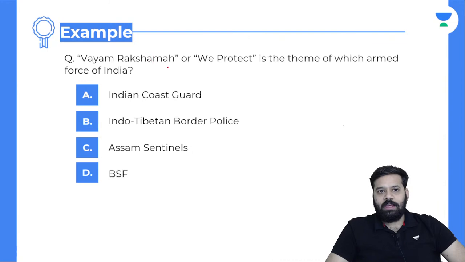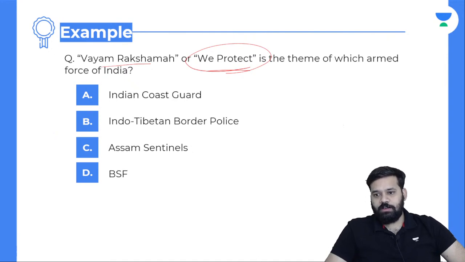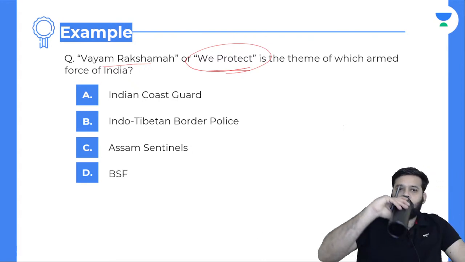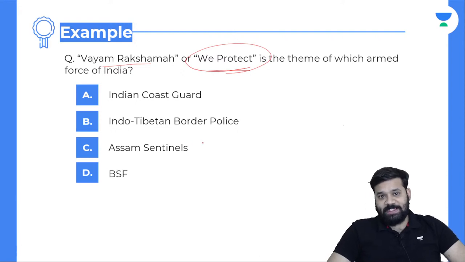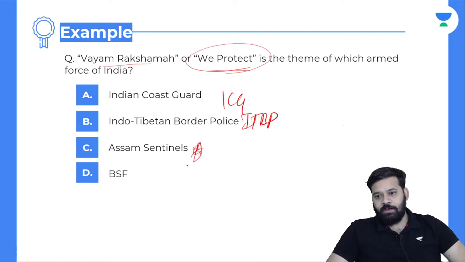Going forward, Vayam Rakshamah, or We Protect, is the theme of which force of India? Vayam Rakshamah, or We Protect, is the theme of which armed force of India? ICG, that is Indian Coast Guard, or ITBP, that is Indo-Tibetan Border Police, or Assam Rifles, or CISF. Vayam Rakshamah, or We Protect.